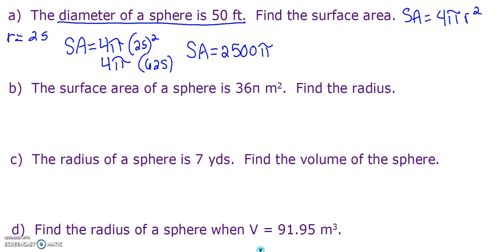But if it asks me to go ahead and give it in decimal form, I'm just going to take my 2,500 and multiply it by pi. On Desmos, you can just put in pi, and the pi will work out just fine. So if we round this to the nearest hundredth, we're going to get 7,853.98, and this would be feet squared.